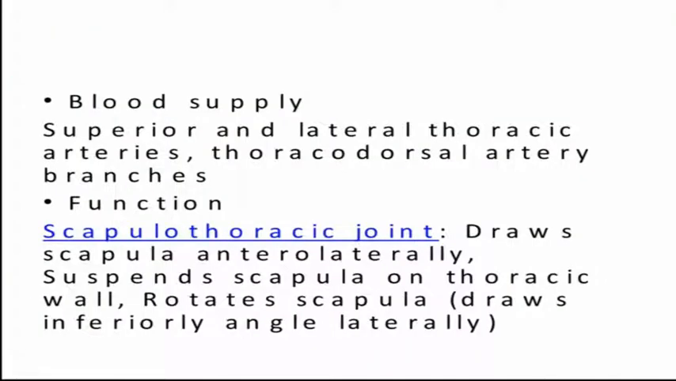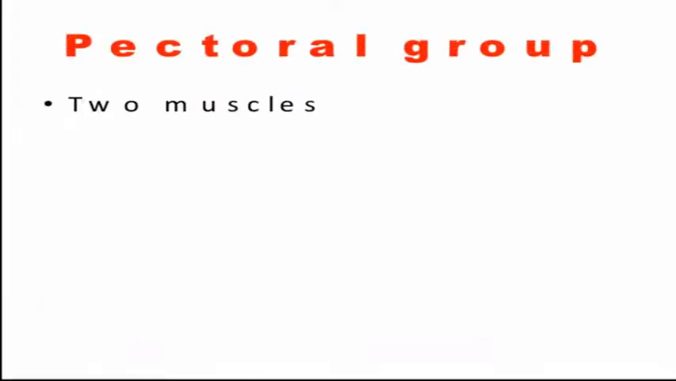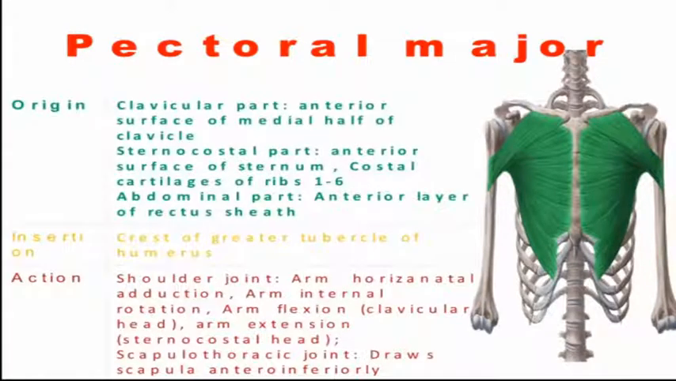Its blood supply is from the superior and lateral thoracic arteries and thoracodorsal arteries, and its function is to draw the scapula anteriorly, suspend the scapula on the thoracic wall, and rotate the scapula inferiorly or the angle laterally. It also forms the scapulothoracic joint and stabilizes the scapula. The pectoral group has two major muscles, pectoralis major and pectoralis minor. These muscles are found on the anterior part of the thorax, like you can see here.